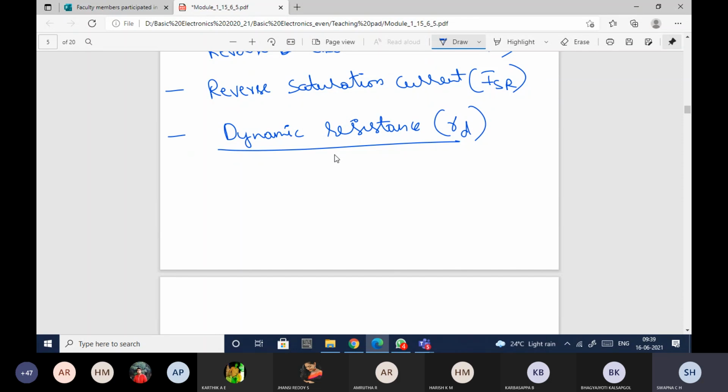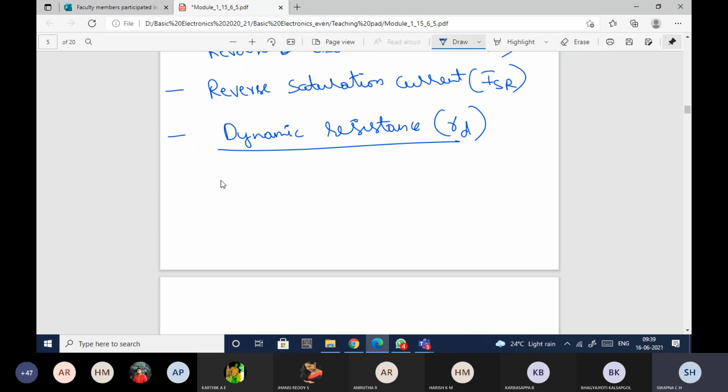Resistance means which will oppose the current flow. Here we need to calculate the dynamic resistance. Why am I calling it dynamic? Dynamic and static are two words. Static in the sense stable, dynamic in the sense changing.